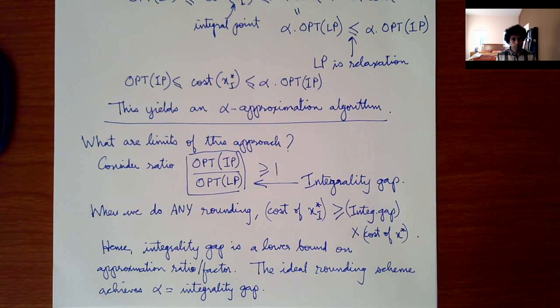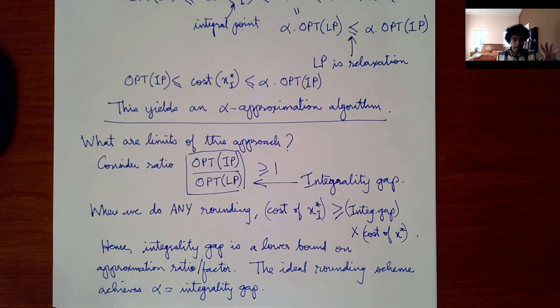For maximization, you need to flip things, and you'll get the integrality gap being less than 1 as opposed to more than 1. So in maximization problems, all of these are flipped. I'm not going to write everything down, and it flips in the natural way. But I've mentioned three very important concepts here: the notion of rounding, the notion of approximation algorithms, and the notion of the integrality gap. Any questions about these? Any questions, please?